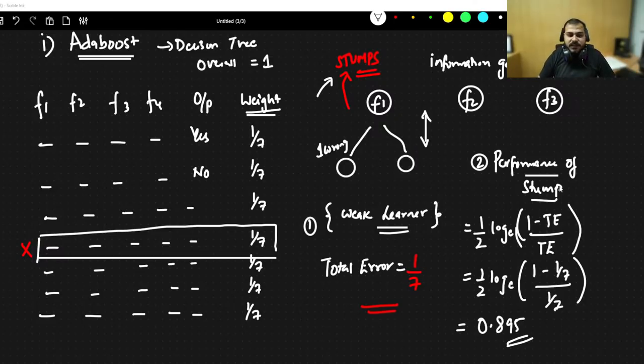What is TE? TE basically means total error.